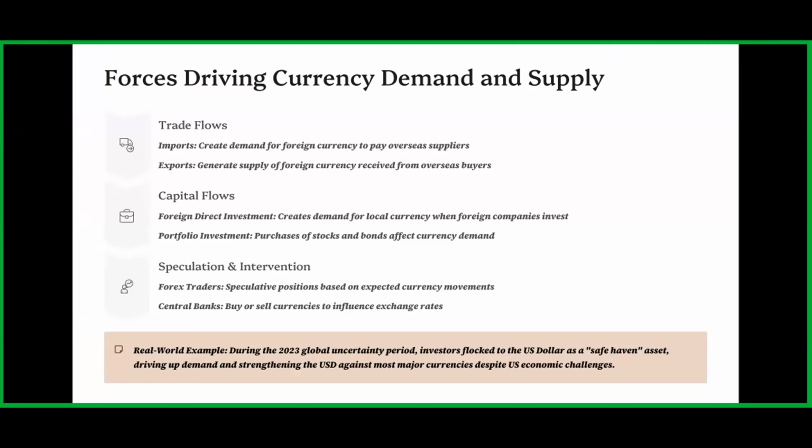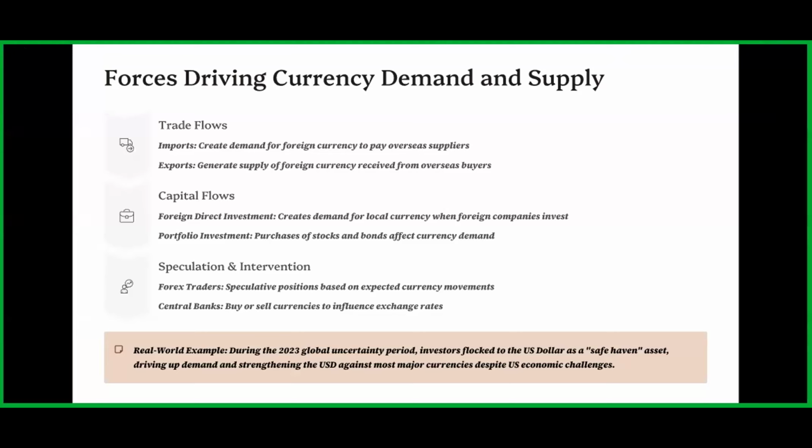Okay, so the first point is the trade flows, the import and export. We know that in trade there are two types of transactions we see on the international level, that is imports and exports. The imports create the demand for the foreign currencies.